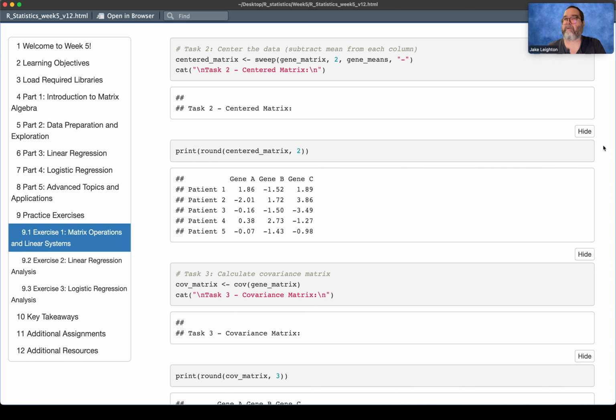It makes it more interpretable for later models, especially deep learning models. If you wanted to get the z-score, you would center the matrix and then divide by the standard deviation. That gives you the z-score.